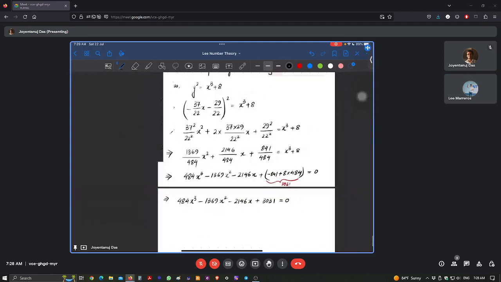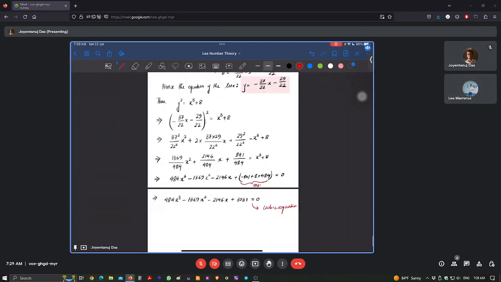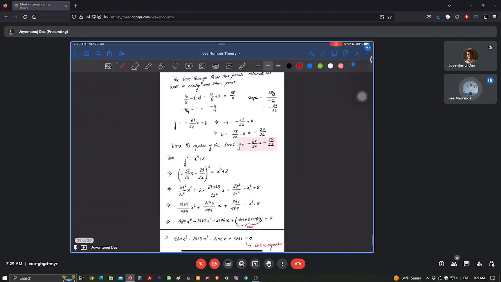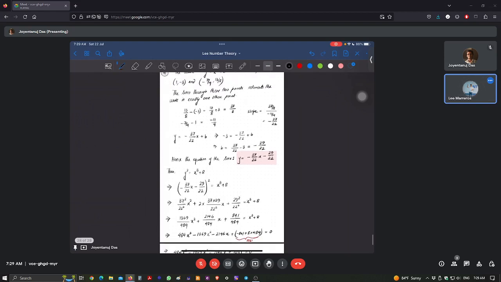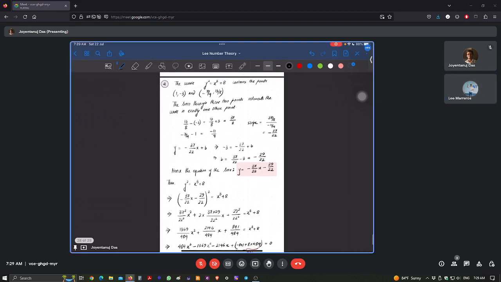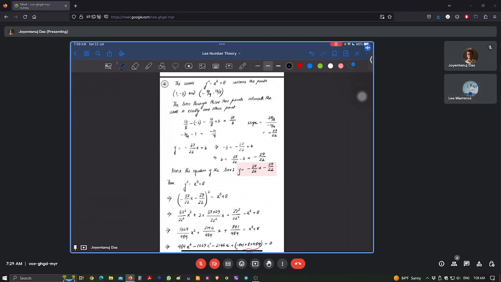So this is a cubic equation, right? So how many roots do we have? 3. Among these three roots, we know the values of two. One root is x equal to 1, and another root is minus 7 by 4. These two we have.